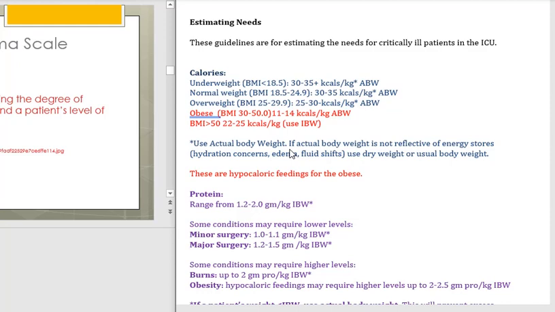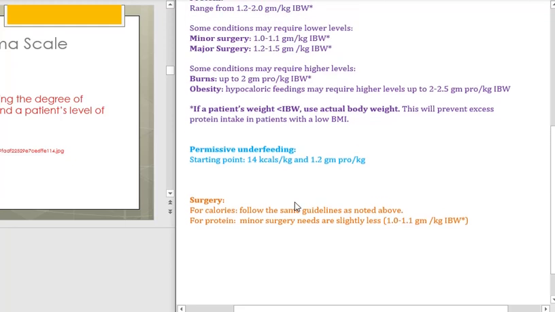So we're going to talk about needs in 3 different ways today. We're going to talk about estimating needs for the critically ill in general. We're going to talk about something known as hypocaloric feeding for obese patients. And we're going to talk about permissive underfeeding. I want to explain those terms to you.